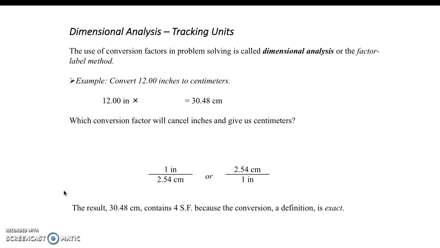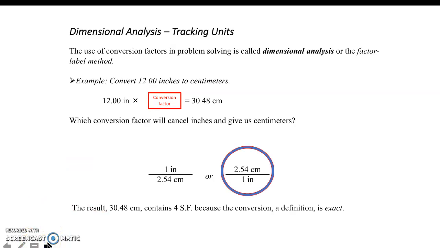So we have an example here, and that's to convert 12 inches to centimeters. And so what we're going to look at first is the fact that we need to put some sort of conversion factor in here that will go from inches to centimeters. And the conversion factors we have are listed here in the bottom half of the slide. 1 inch is 2.54 centimeters, or 2.54 centimeters is an inch. And so we put that conversion factor in there in such a way that we cancel our units properly.